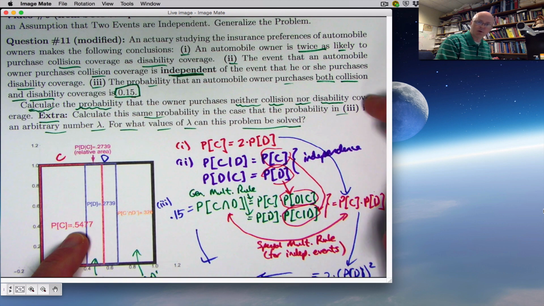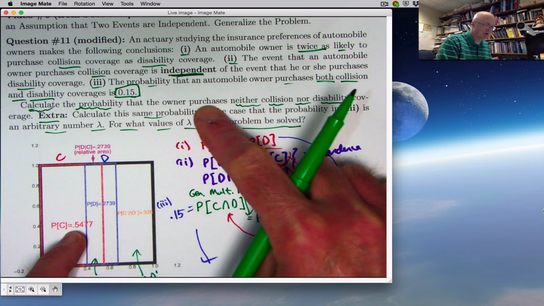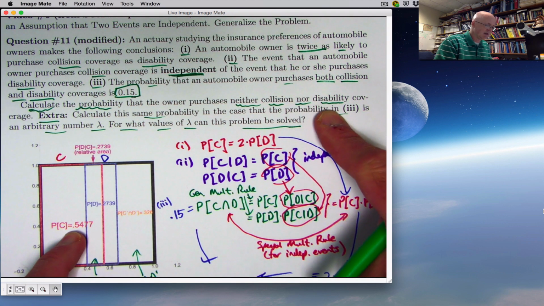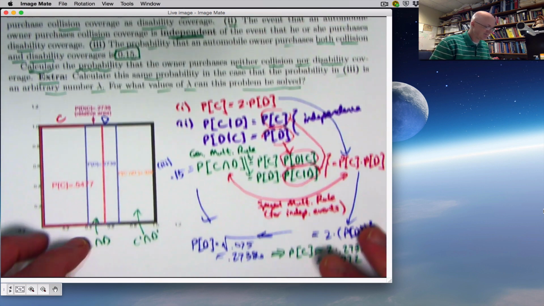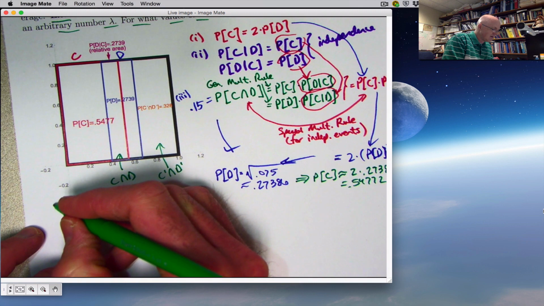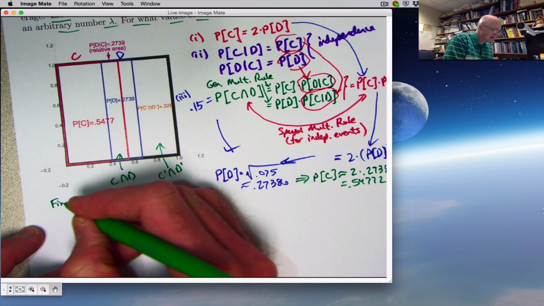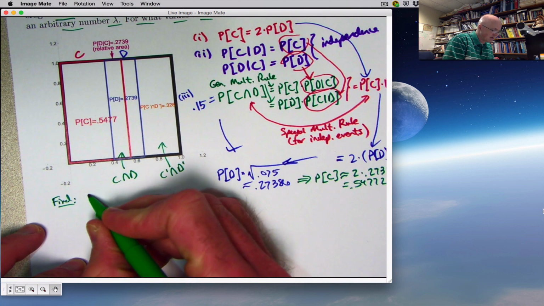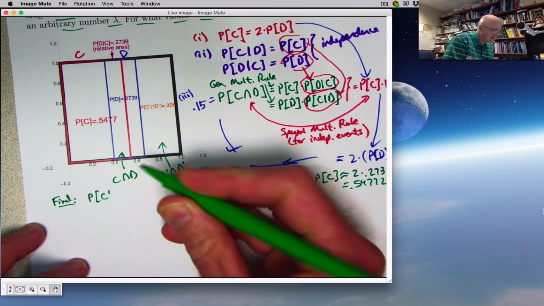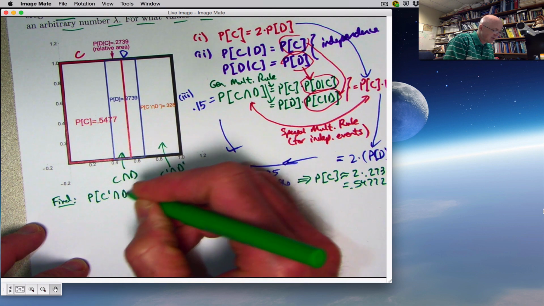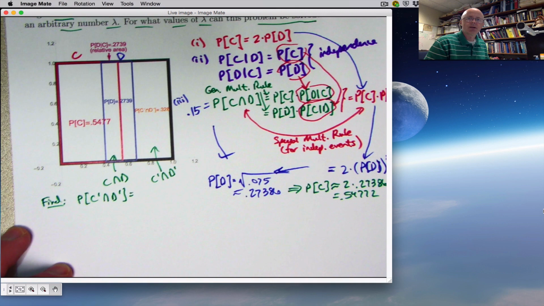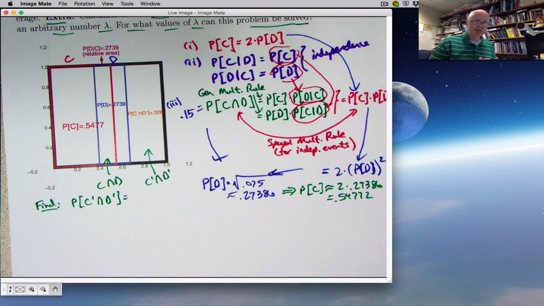Now we need to focus on solving the problem here. Calculate the probability that the owner purchases neither collision nor disability, not C and not D. So we want to find the probability of C prime intersect D prime. Okay? Now, I'll prove this in a bit, but for the moment, let's just assume it's true.